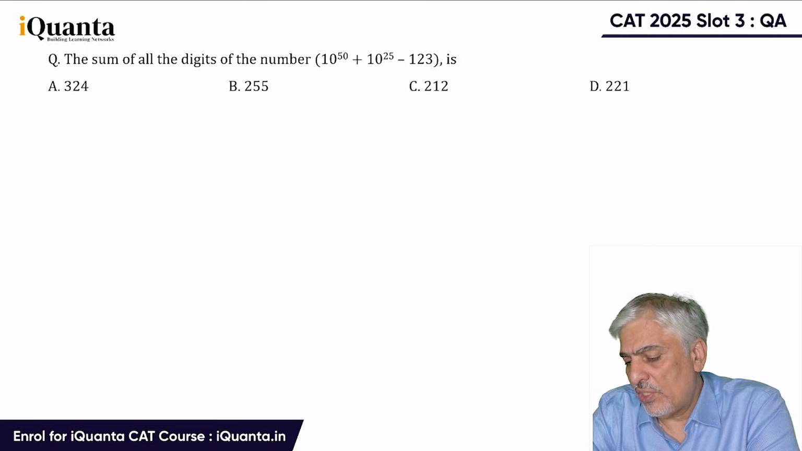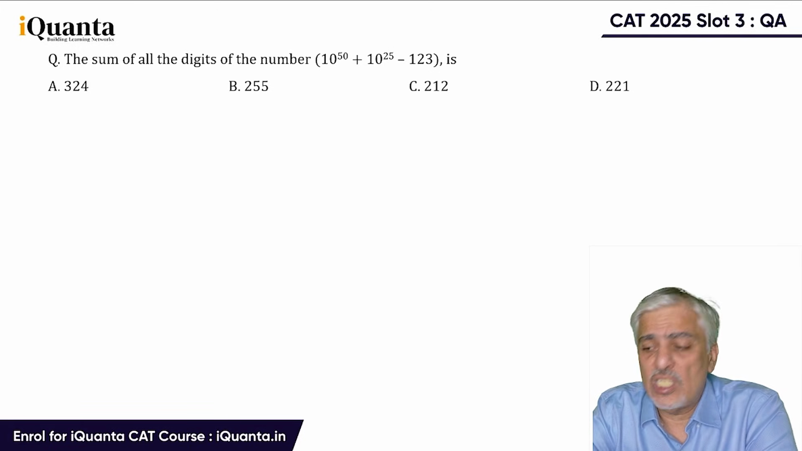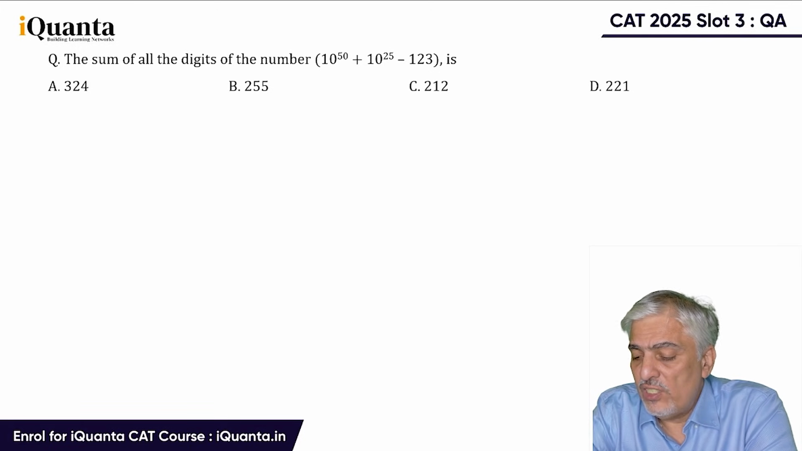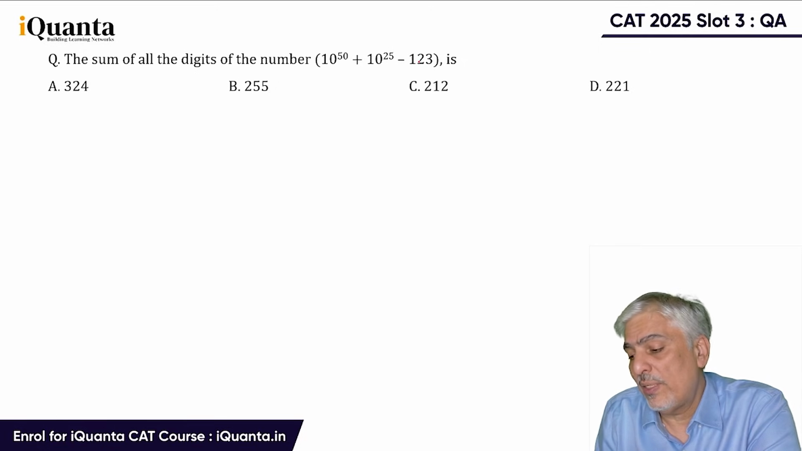Let's have a look at the next question. This question, a lot of people were stumped by. Yes, it is not very straightforward. Also, if you have not practiced such questions before. The sum of all digits of the number 10 raised to 50 plus 10 raised to 25 minus 123.